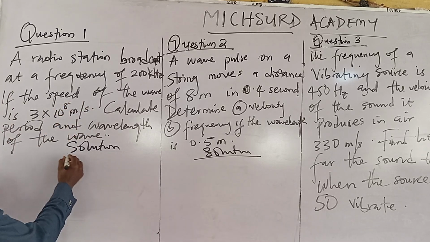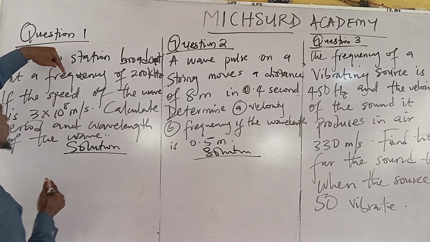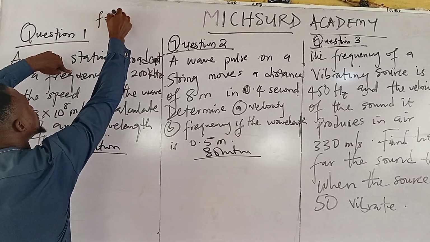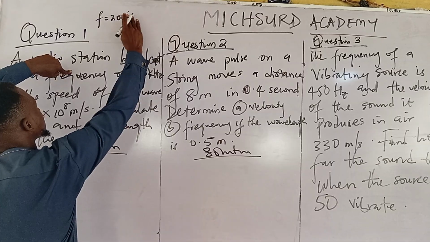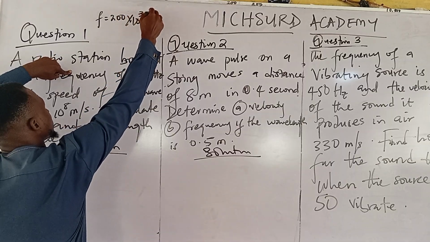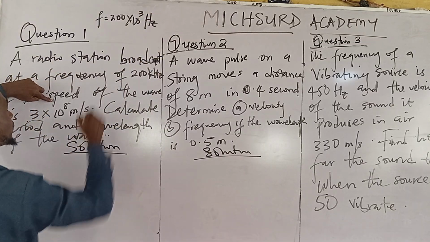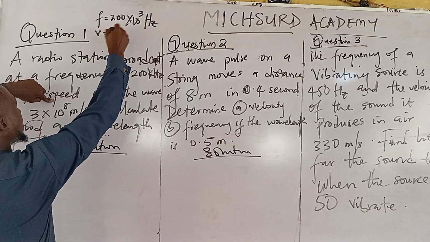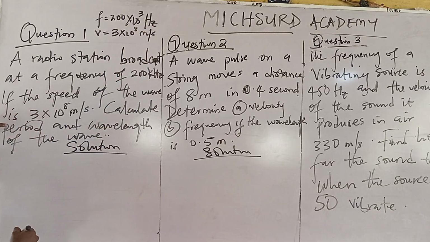So how can we solve that? Now from the question you can see clearly that we are given the frequency as 200 kilohertz, but kilo here means times 10 raised to power 3. So that's the frequency, and we are also given the speed of the wave. The speed of the wave is 3 times 10 raised to power 8 meters per second. So we are asked to calculate the period. Let's start with the period.